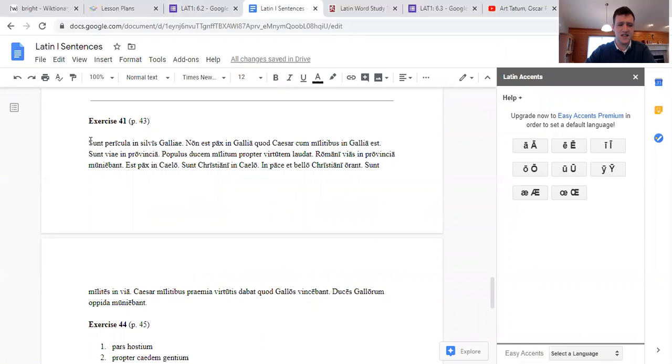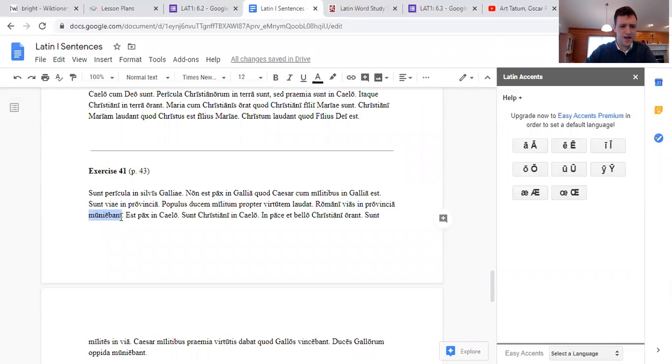And as you'll see, it's in this document titled Latin 1 Sentences. I added the rest of this exercise, so we're going to go through that right now together and then move on. So where did we finish off? Romani vias: the Romans were building roads in the province. Now, since I'm going to be pulling your final exam from all the sentences in this particular document, I changed those perfect verbs that they keep giving you into imperfects, so you can recognize them more easily.